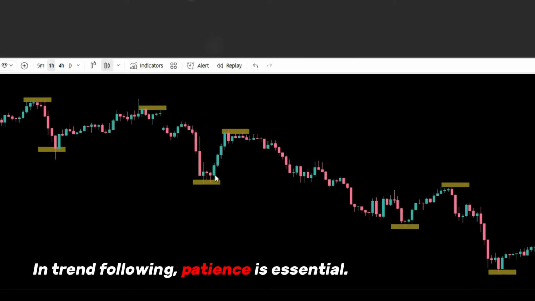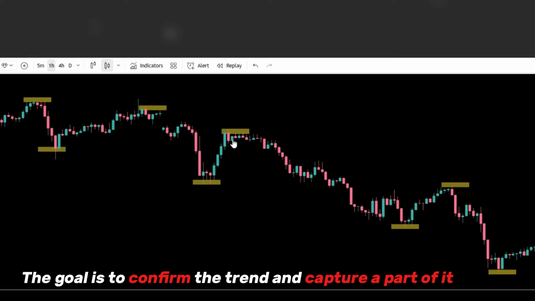In trend following, patience is essential. The goal is not to catch the very beginning or the exact end of a trend. The goal is to confirm the trend and capture a part of it. Don't try to predict tops or bottoms. Follow the trend until it shows clear signs of weakening.